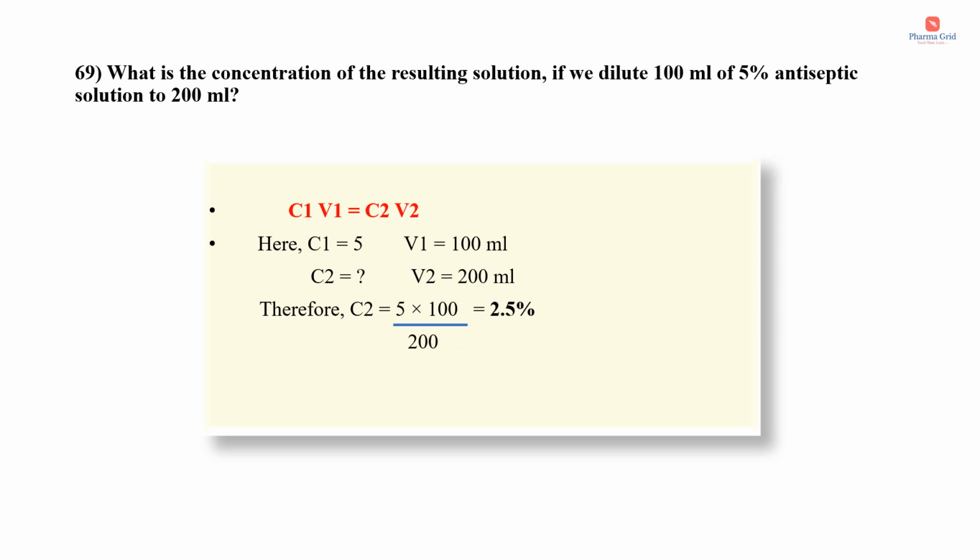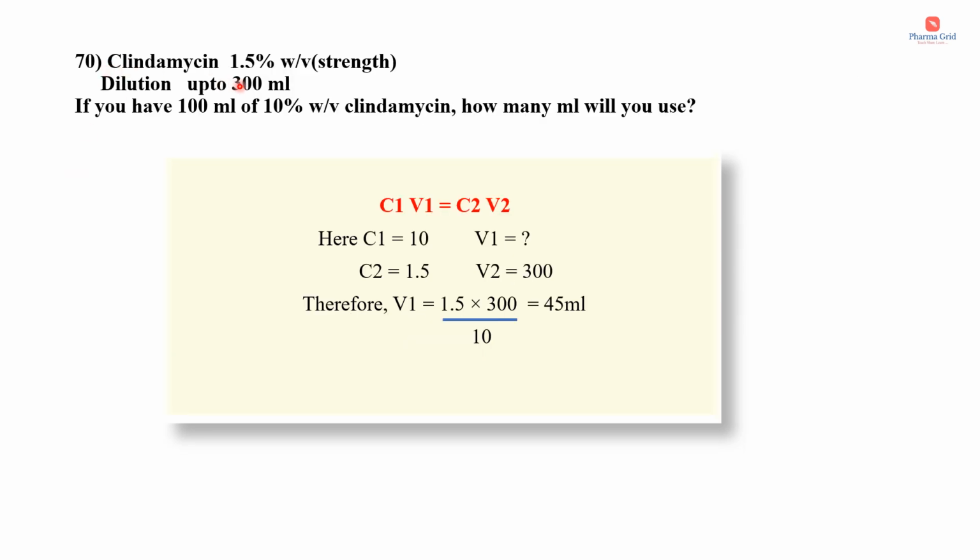Clindamycin 1.5% weight by volume strength, dilution up to 300 ml. This is the Rx we need to prepare. If you have 100 ml of 10% weight by volume clindamycin, how many ml will you use? Here we need to find the volume, so we can use the same equation, C1V1 is equal to C2V2. Here C1 is equal to 10, the concentration of the solution we already have, that is the 10% weight by volume clindamycin solution.